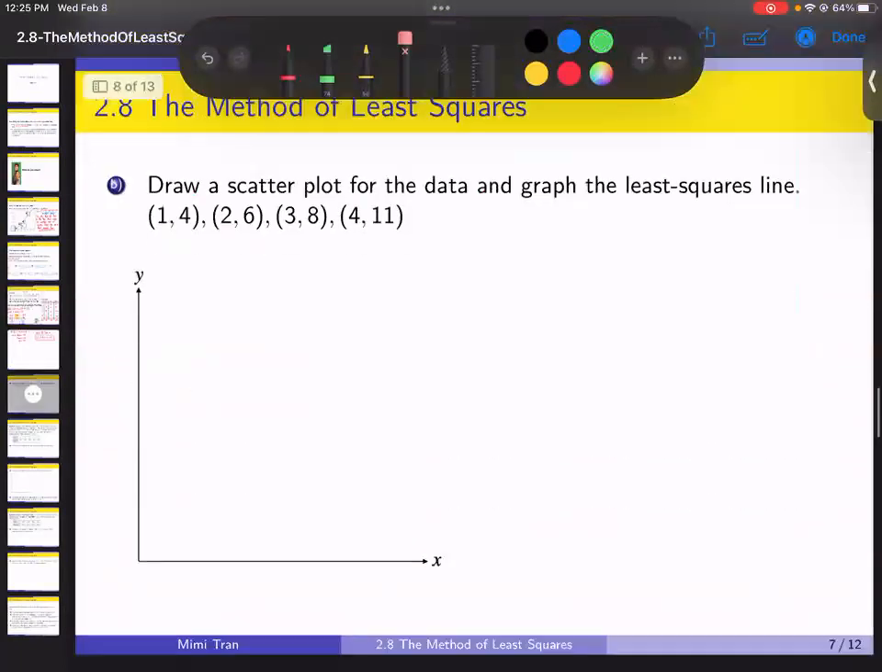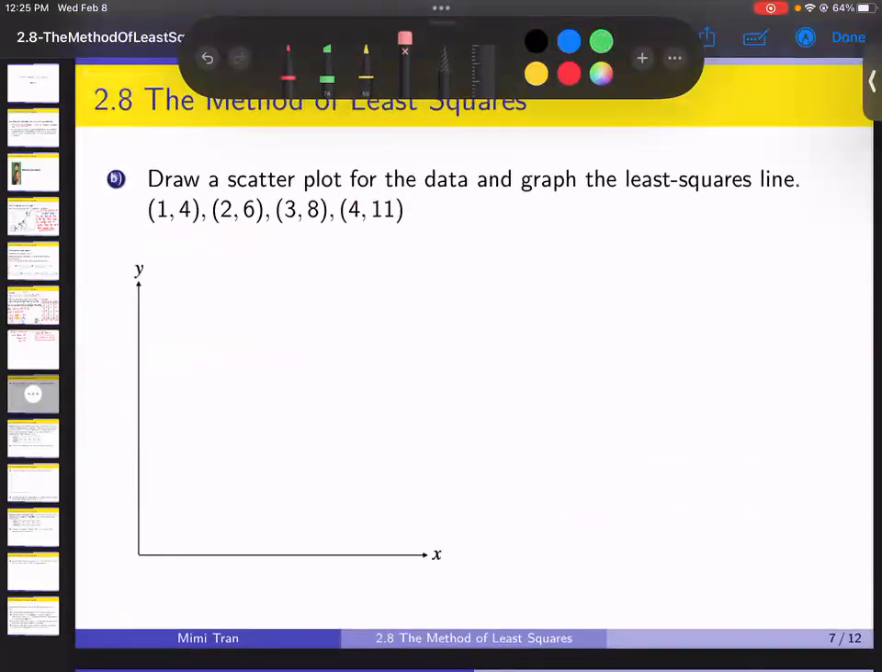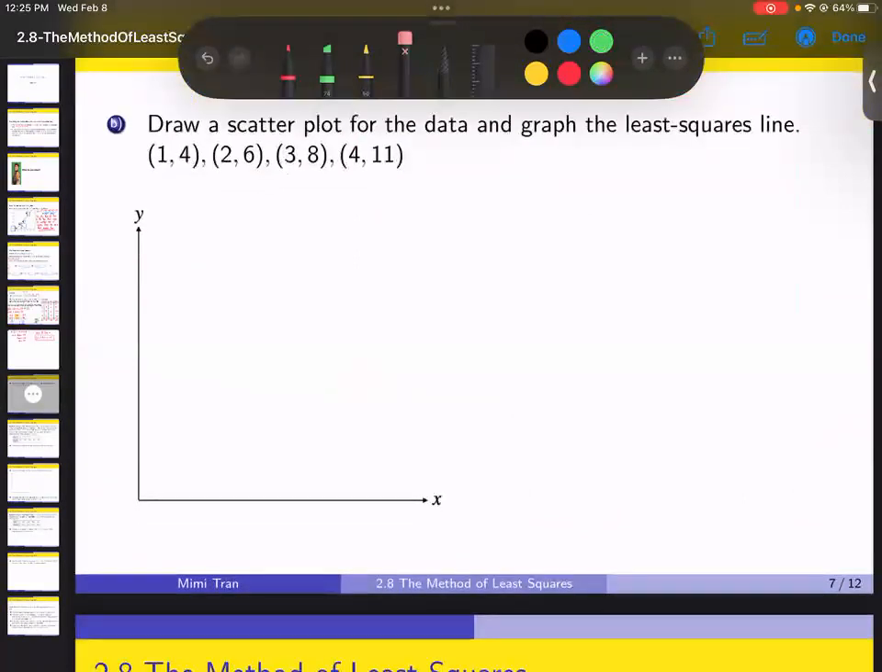All right, part B, we're going to graph this. On the x-axis, I need all the way up to 4 as the maximum, right? So here, 1, 2, 3, 4. On the y-axis, I need up to 11: 1, 2, 3, 4, 5, 6, 7, 8, 9, 10, 11.